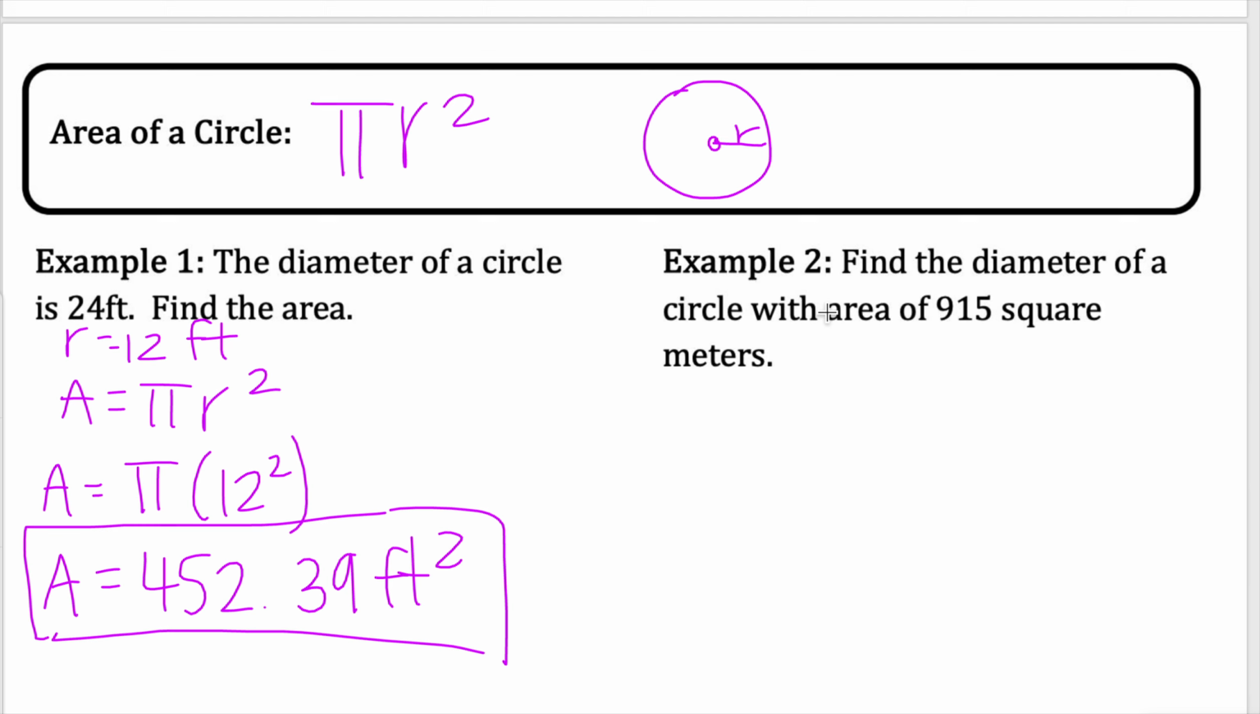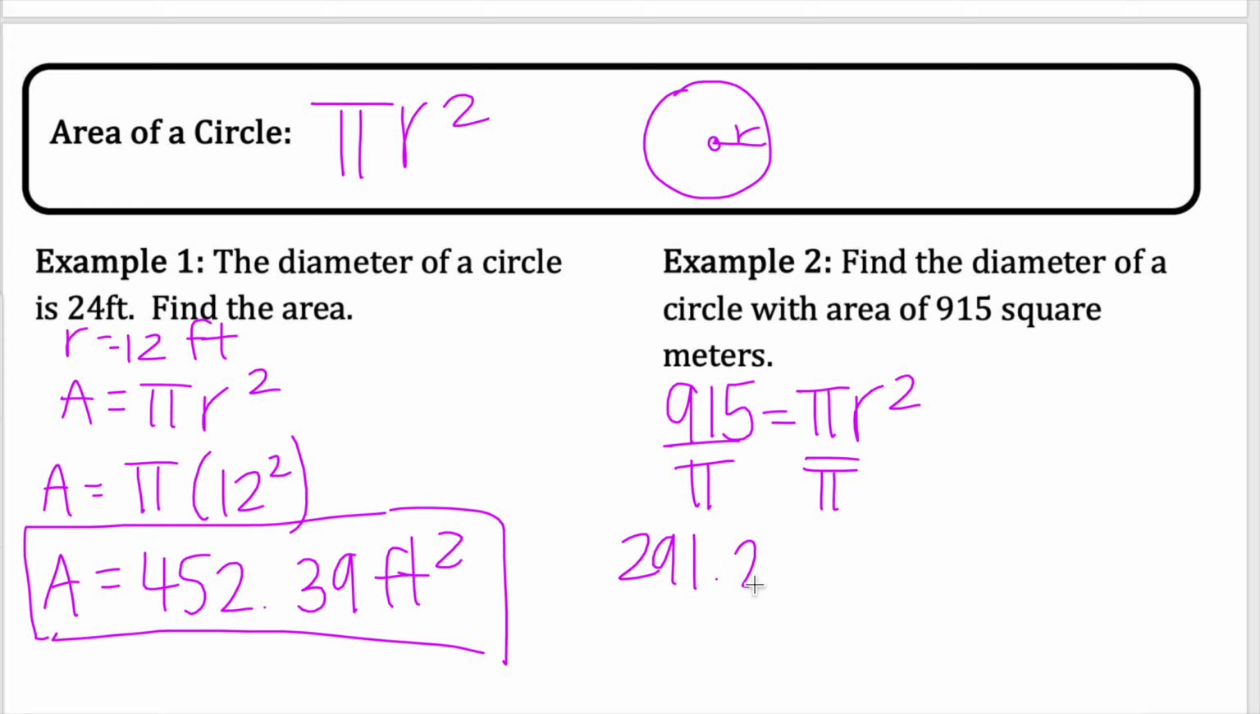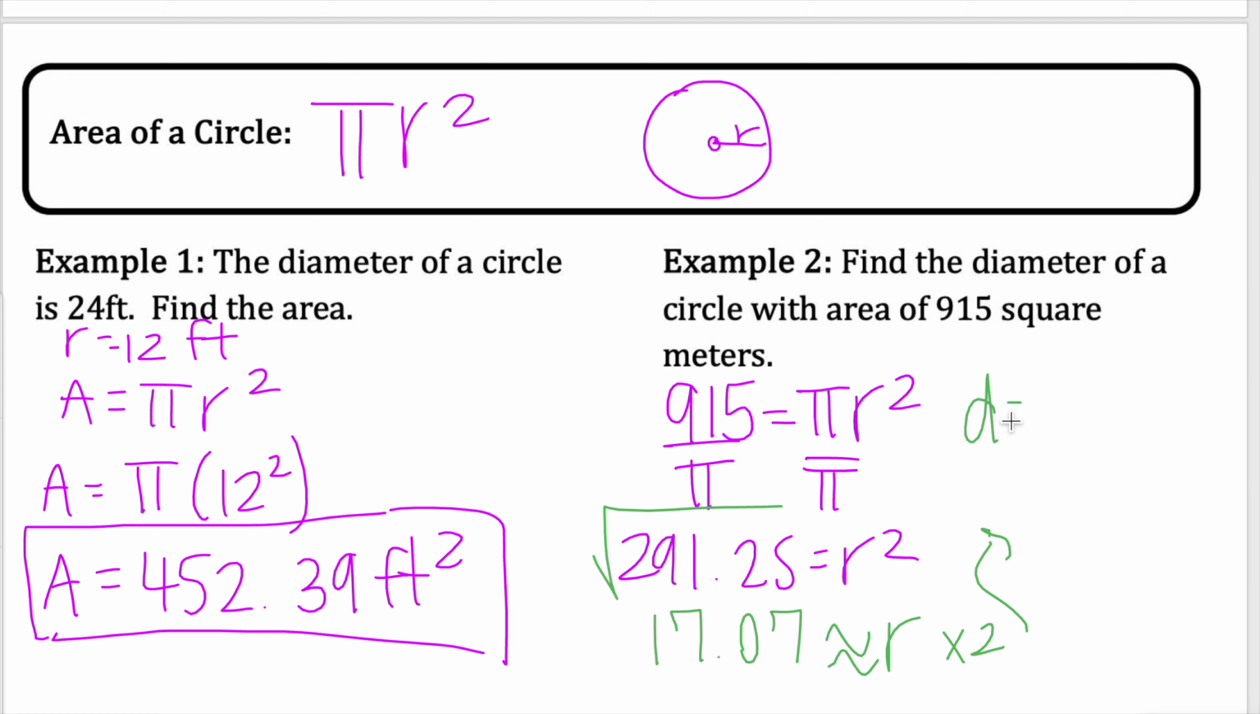Okay. The next one is find the diameter of a circle when your area is already given to you. So thinking about our area formula, we can maybe plug in 915 is equal to pi r squared. And then first thing we probably want to do is divide both sides by pi. We're going to get about 291.25 is equal to r squared. So to find r, we're just going to take the square root of 291. Square root of 291 is about 17.07. So to find diameter, I'm just going to multiply that by 2, and we'll get about 34.14 meters.